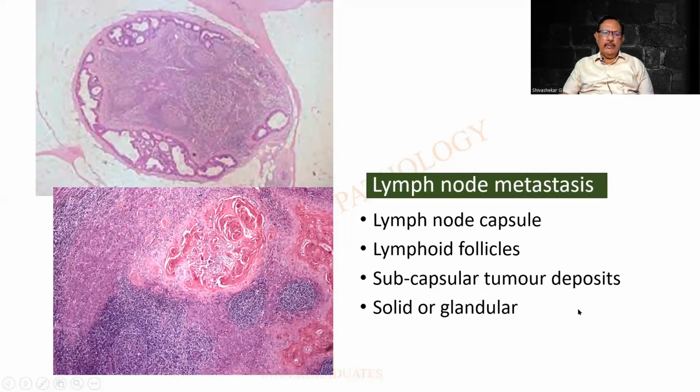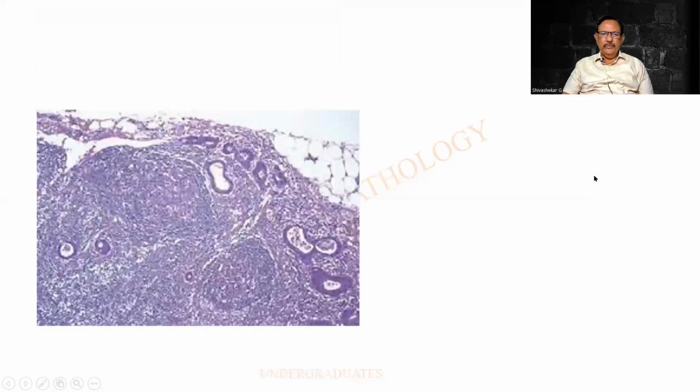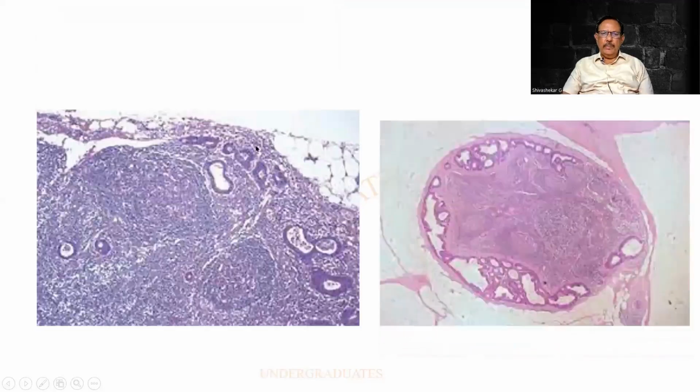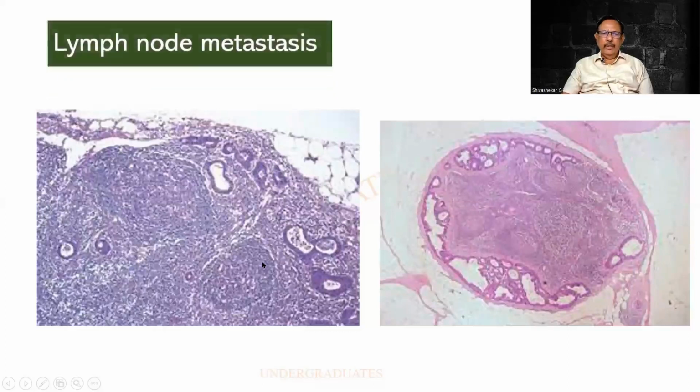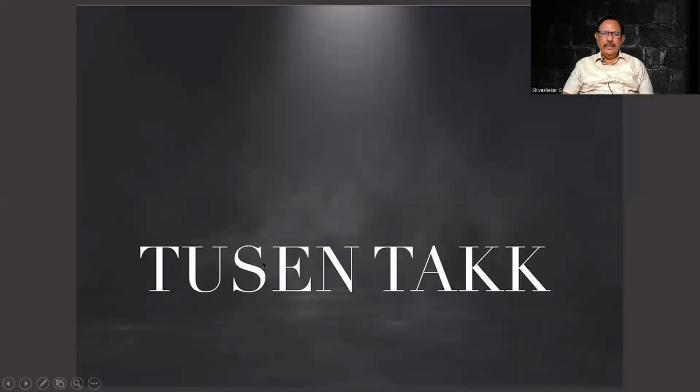So you should not write both. You must write what the case is. It is a lymph node metastasis. That is what you people are seeing in these pictures. The moment you see the glands and then the lymphoid follicles, the diagnosis is quite easy. Lymph node metastasis. Question that.